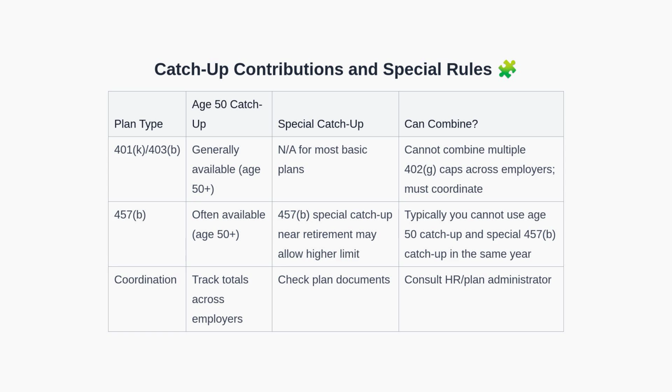Usually you cannot use both the age 50 catch-up and the special 457b catch-up in the same year. Also, remember that 401k and 403b deferrals share one 402g cap across employers, so you must coordinate totals. Always verify specifics in your plan documents and with your plan administrator.